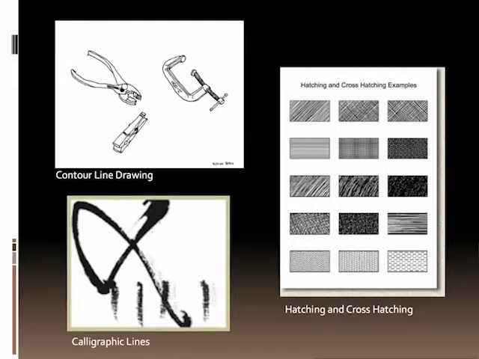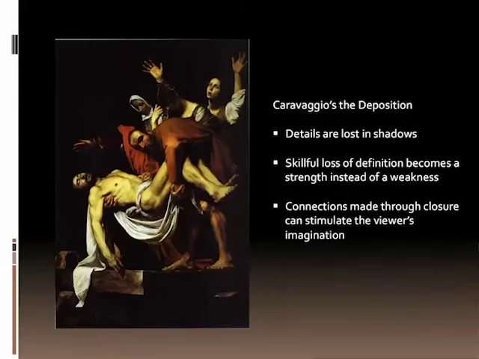Hatching and cross-hatching can be used to define shape, volume, anything that will have the shade or the way we perceive the way light affects surface of a two-dimensional object. So it's interesting then to think of these basic principles and look at a very complex image. Here we have Caravaggio's The Deposition.